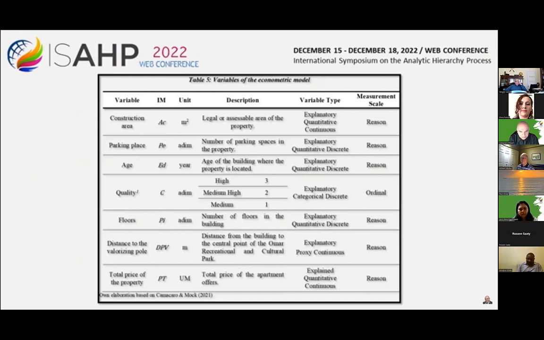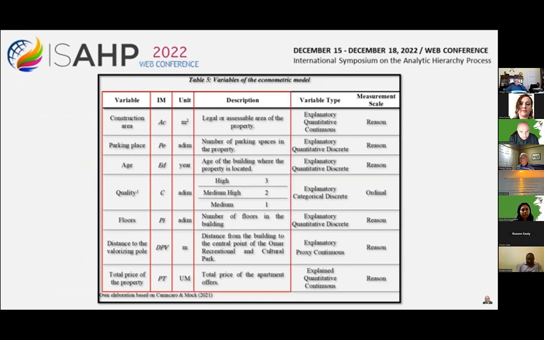This table presents the information on the identification of the variables of the econometric model. The first column shows the names of the variables, 1 dependent and 6 independent, the nomenclature of each one with its unit of measurement. Then comes the description, its classification, and finally the measurement scale.